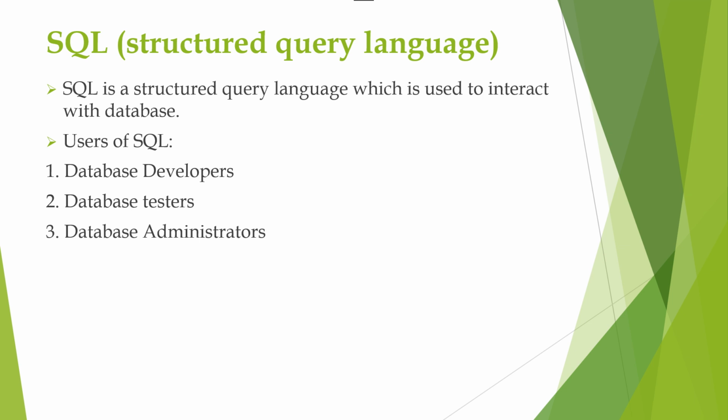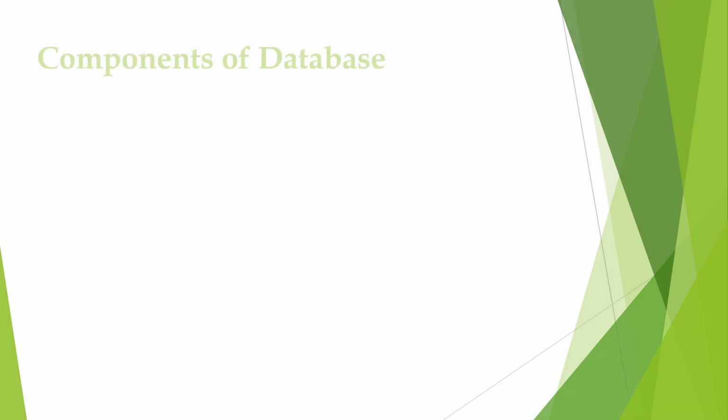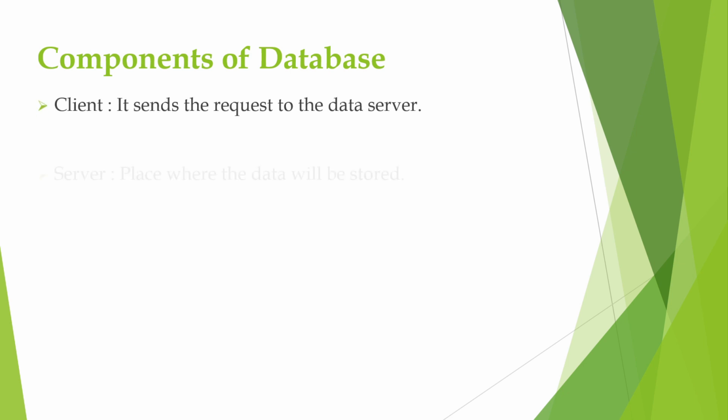Next, we shall see the components of a database. Every database has two components, the client and the server. The client is the one which sends the request, and the server is where the data is stored. Suppose we need to perform some operations on this data, like insert, delete or alter. We need a tool which executes the command, and the client is a tool from where we can execute these SQL commands. When we install MySQL, both the client and the server are installed by default.